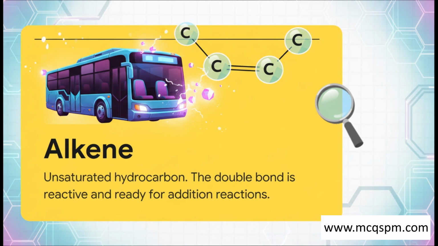Now an alkene, that's a completely different story. This bus has a pair of empty seats just waiting to be filled. And that double bond, that's our pair of empty seats. It's unsaturated, which makes it way more reactive, just waiting for new atoms to come and hop on board. That double bond is where all the action happens.